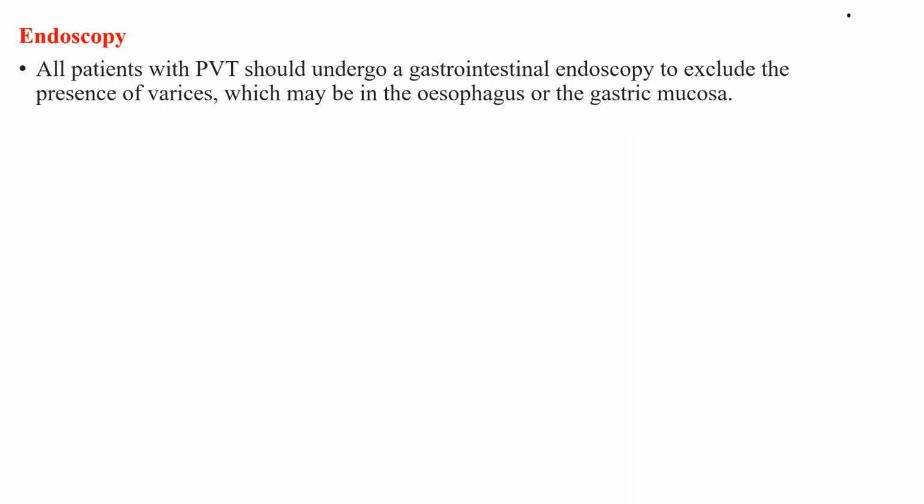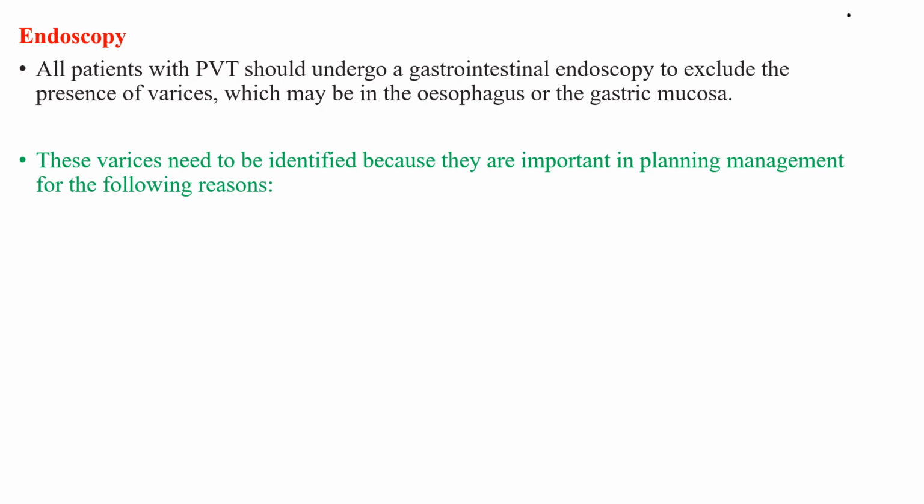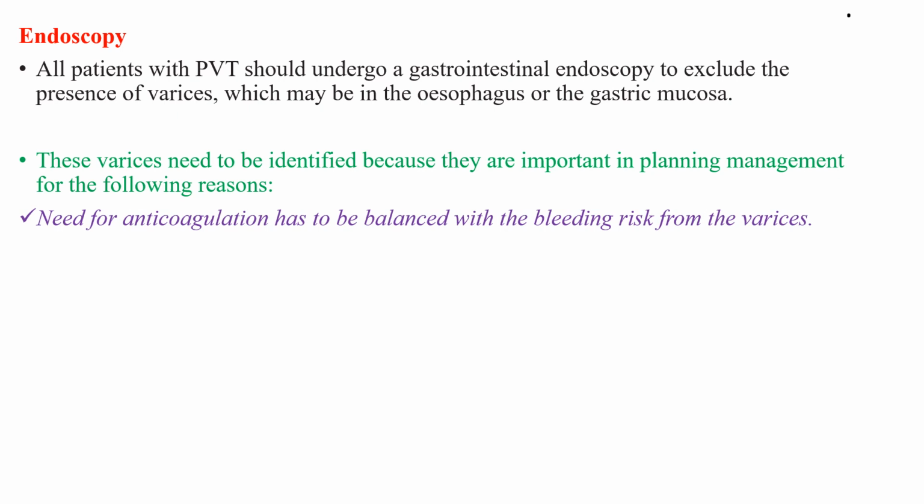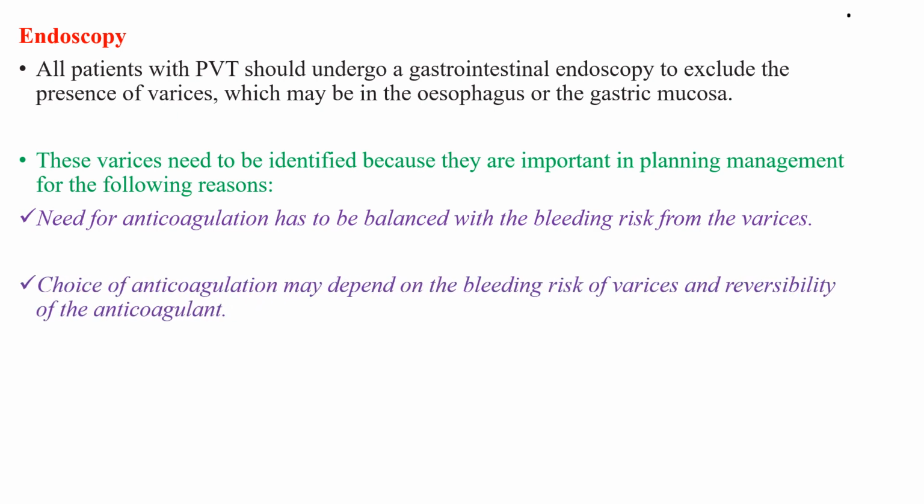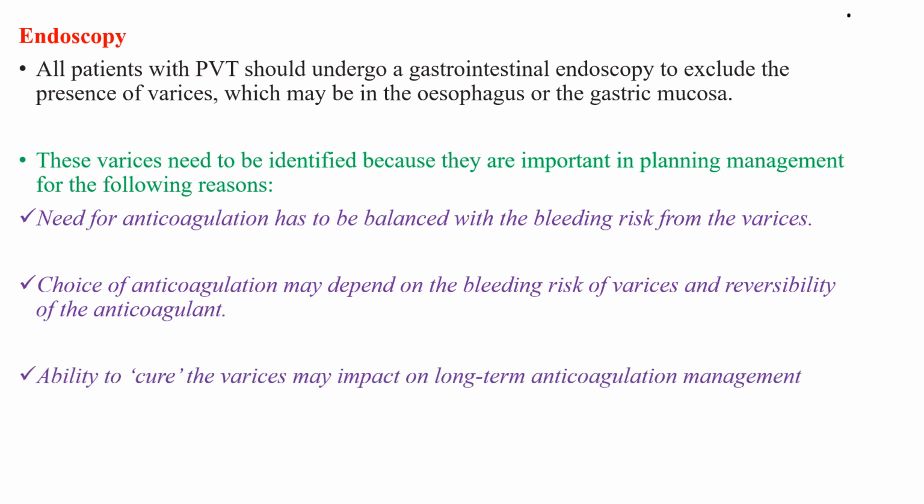All patients with portal vein thrombosis should undergo a gastrointestinal endoscopy to exclude the presence of varices, which may be in the esophagus or the gastric mucosa. These varices need to be identified because they are important in planning management for the following reasons. The first is the need for anticoagulation, which has to be balanced with the bleeding risk from the varices. The choice of anticoagulation may depend on the bleeding risk from varices and the reversibility of the anticoagulant. And the ability to treat the varices may impact long-term anticoagulation management.